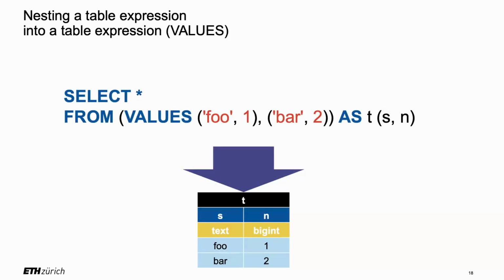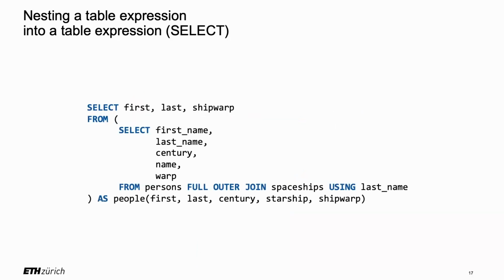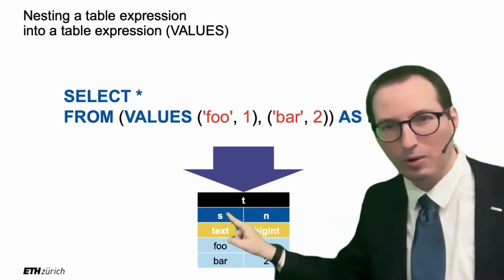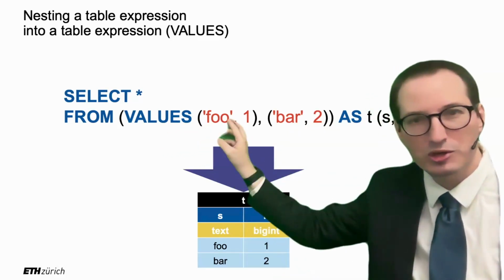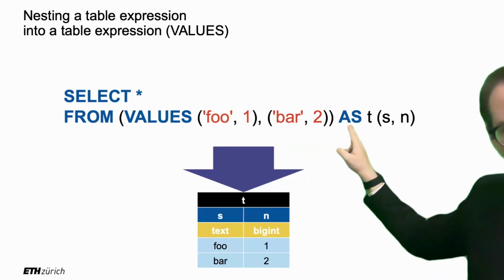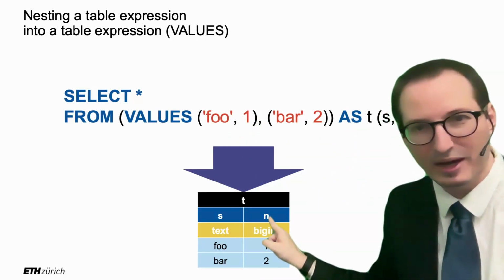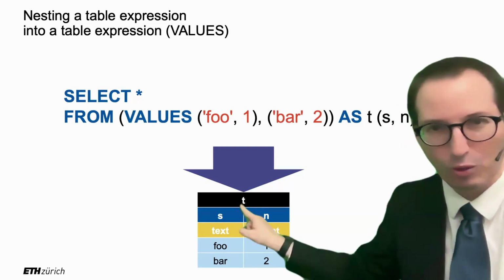All right, so this is an example of what I've just said. You see the only difference here is that instead of this inner select, I have a values. So select from values, blah, blah, blah, followed by the as TSN. And this is how I can control the names, because here it would just make up colon 1, colon 2. But if I add this as TSN, then I'm forcing the names to be S and N, right? And the table will be called T.